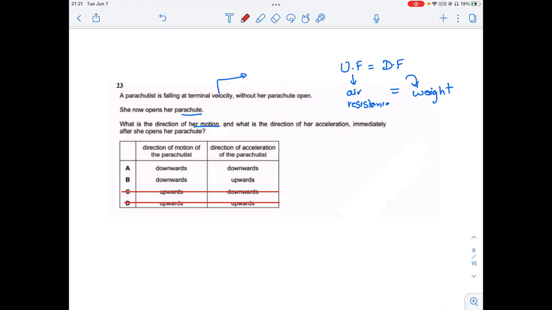Now coming to the direction of the acceleration. When we are applying the brake, the acceleration will be acting in the opposite direction, so that it will be slowing down. So if the parachute is moving downwards, obviously the acceleration should be in the opposite direction, which is upwards. So option A is wrong, and I'm left with nothing but option B. The parachutist will be moving downwards, the direction of motion of the parachutist is downwards, and the direction of the acceleration of the parachutist will be in the opposite direction, which is upwards. That's going to be the answer.